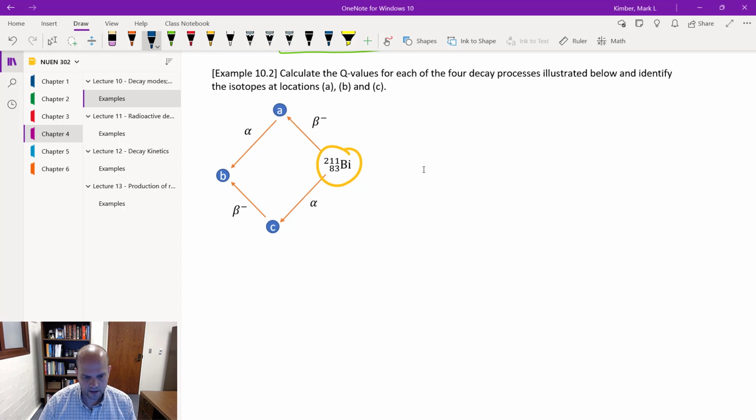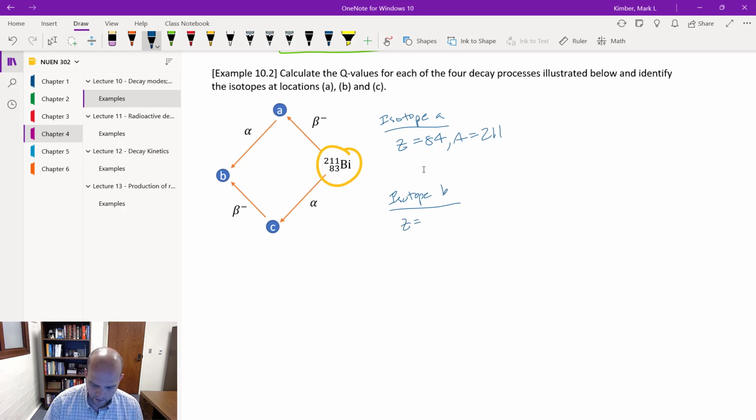So if we look at isotope A, it's a beta minus, so it's going to have one more proton. So Z is going to be 84, and my number of nucleons does not change. Isotope B is going to be an alpha decay from that isotope A. So my number of protons is going to go down by 2, and my number of nucleons is going to go down by 4 from that 207.